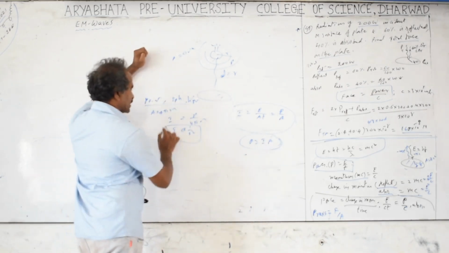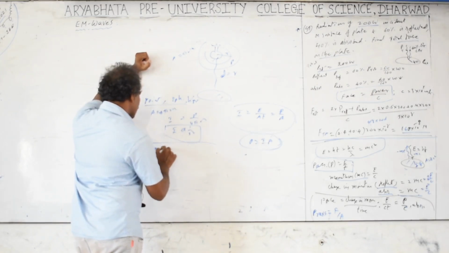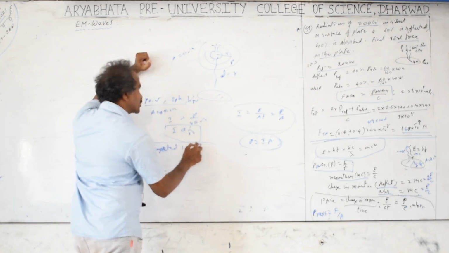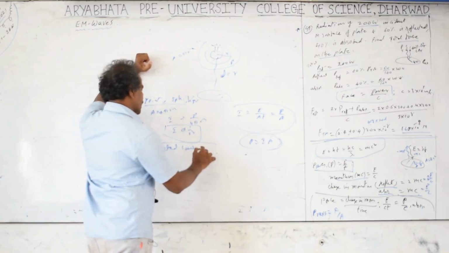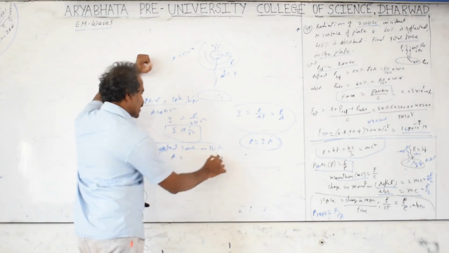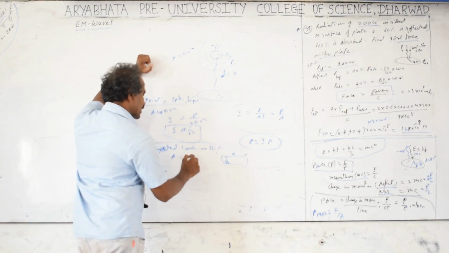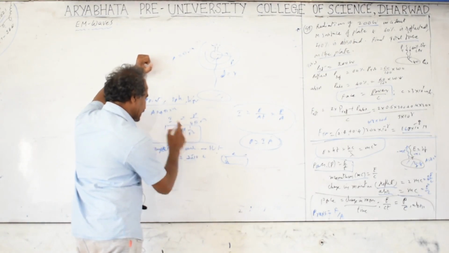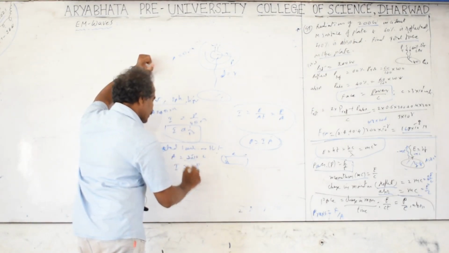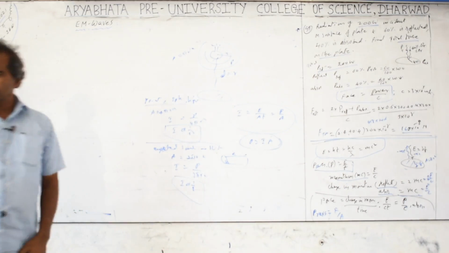Next, or they may ask intensity only. If you take an elongated source like a tube light or slit, the area is the cylinder surface area of radius r and length l, which is circumference 2 pi r into l. So intensity equals power by 2 pi r into l, which means intensity is inversely proportional to r. r is the distance from the light source.